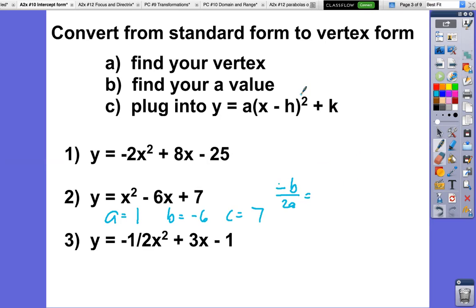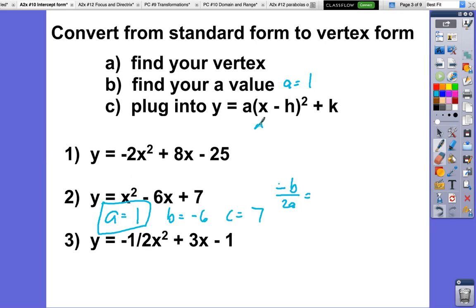All right. So let's do this. First of all, I already wrote your a, b, and c value in. So what's my a value again? 1. Perfect. Again, that's just your a value. By the way, does this open up or down? Up. How do you know it opens up? Because the a is positive.